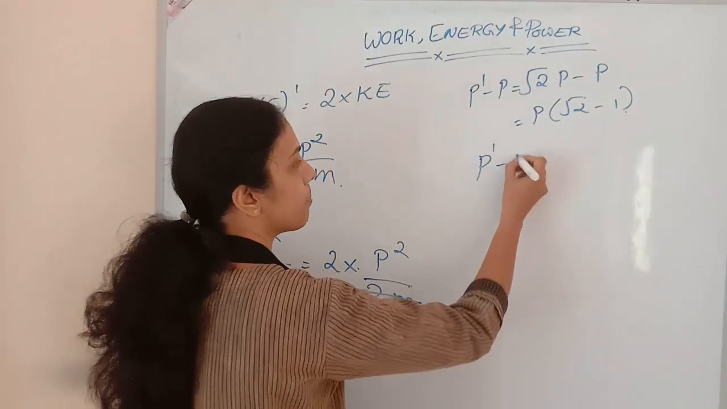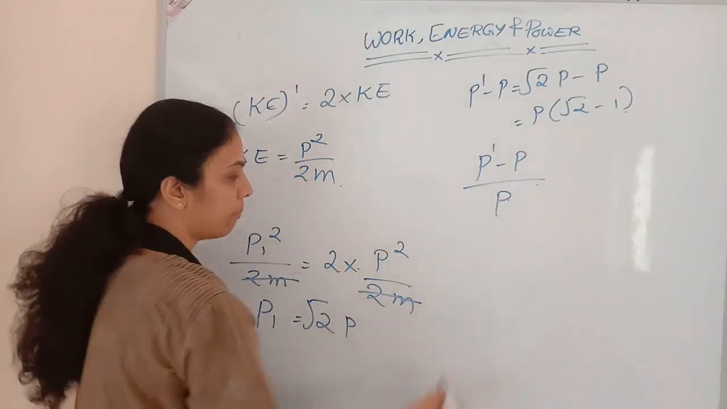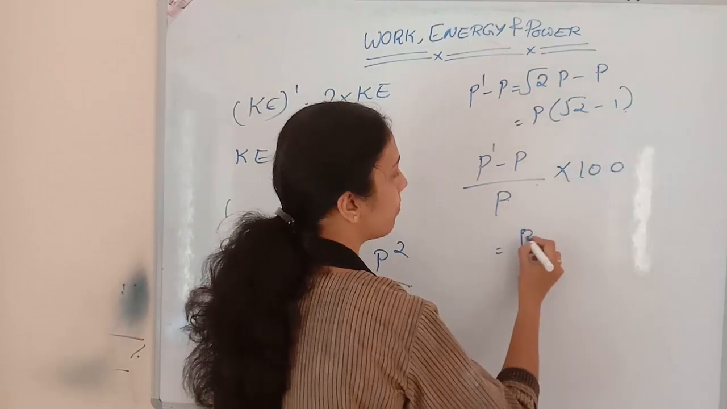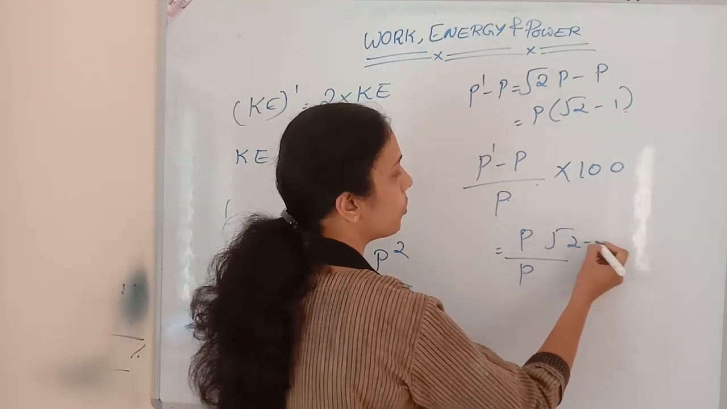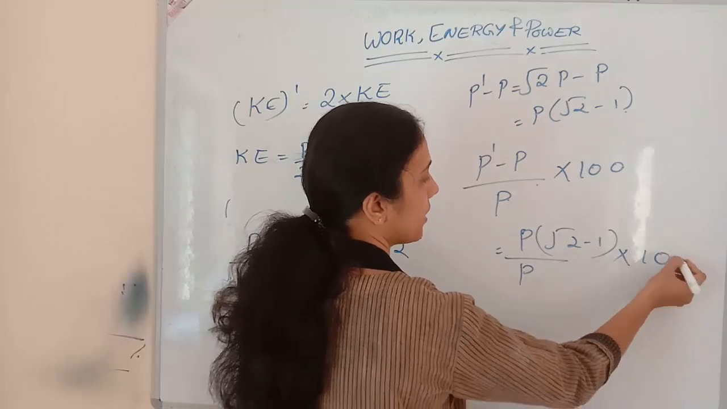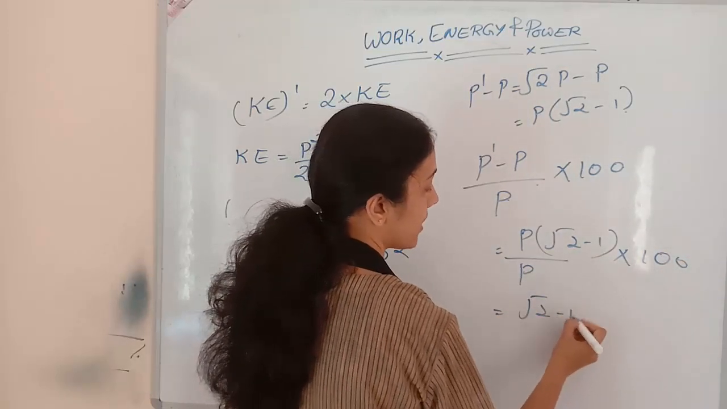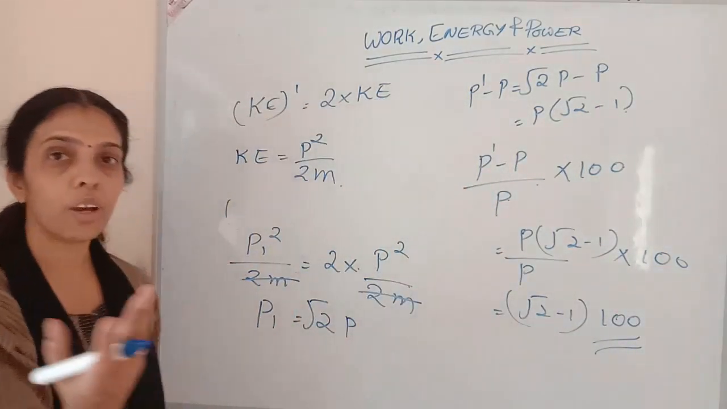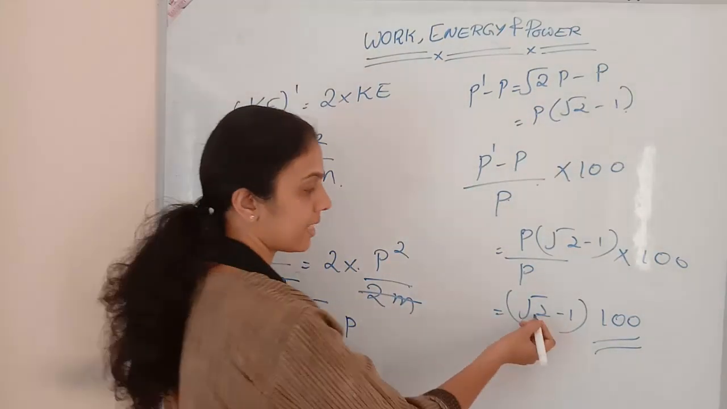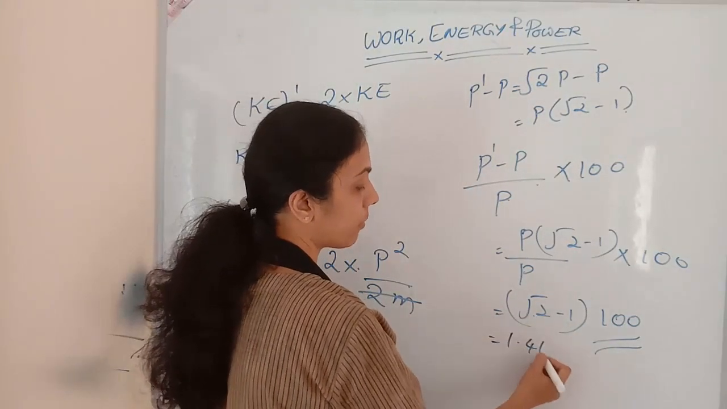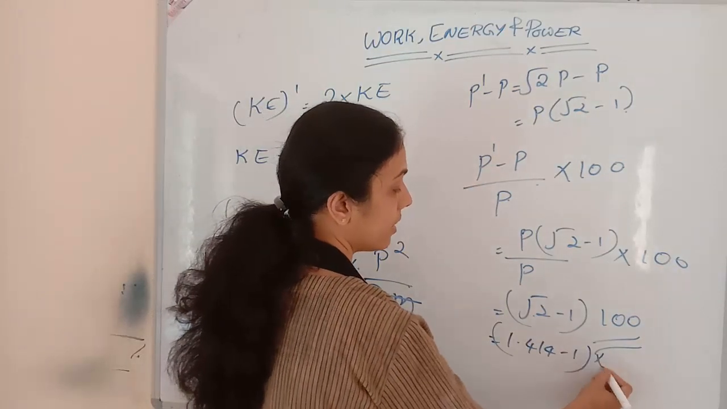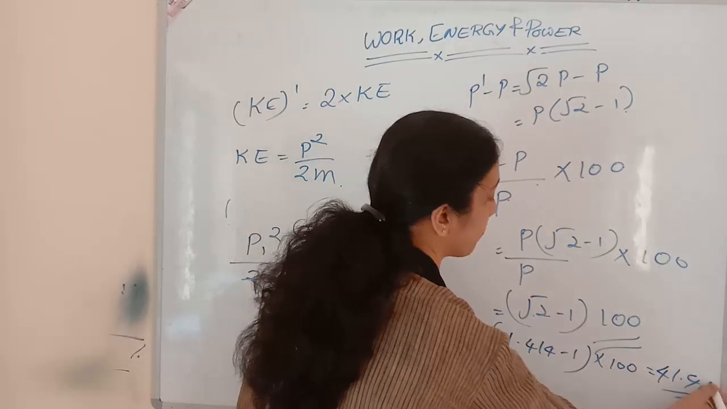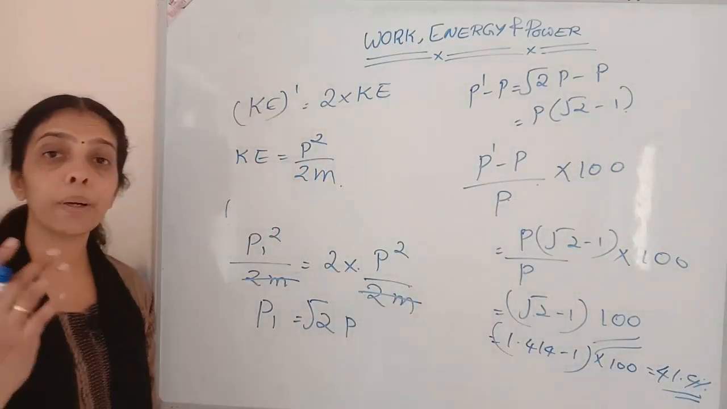P dash minus P divided by P into 100. That is equal to P divided by P into root 2 minus 1 into 100. So the answer you will get is root 2 minus 1 into 100. While you are solving, since you have a calculator, you can solve that. See here, root 2 is 1.414 minus 1 into 100. So you will get 0.414. So 41.4 you will get. Okay, this is how you should find out the percentage change.